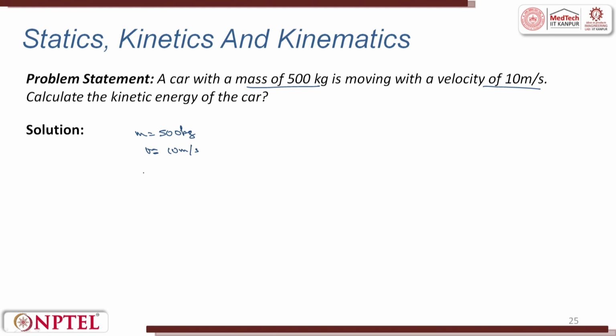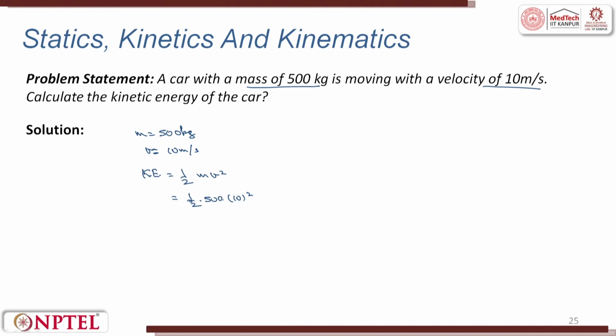Now that it is given, the kinetic energy relationship we know is equal to half m v square, which is equal to half into mass into the square of the velocity. Everything is given in SI units, meters per second.